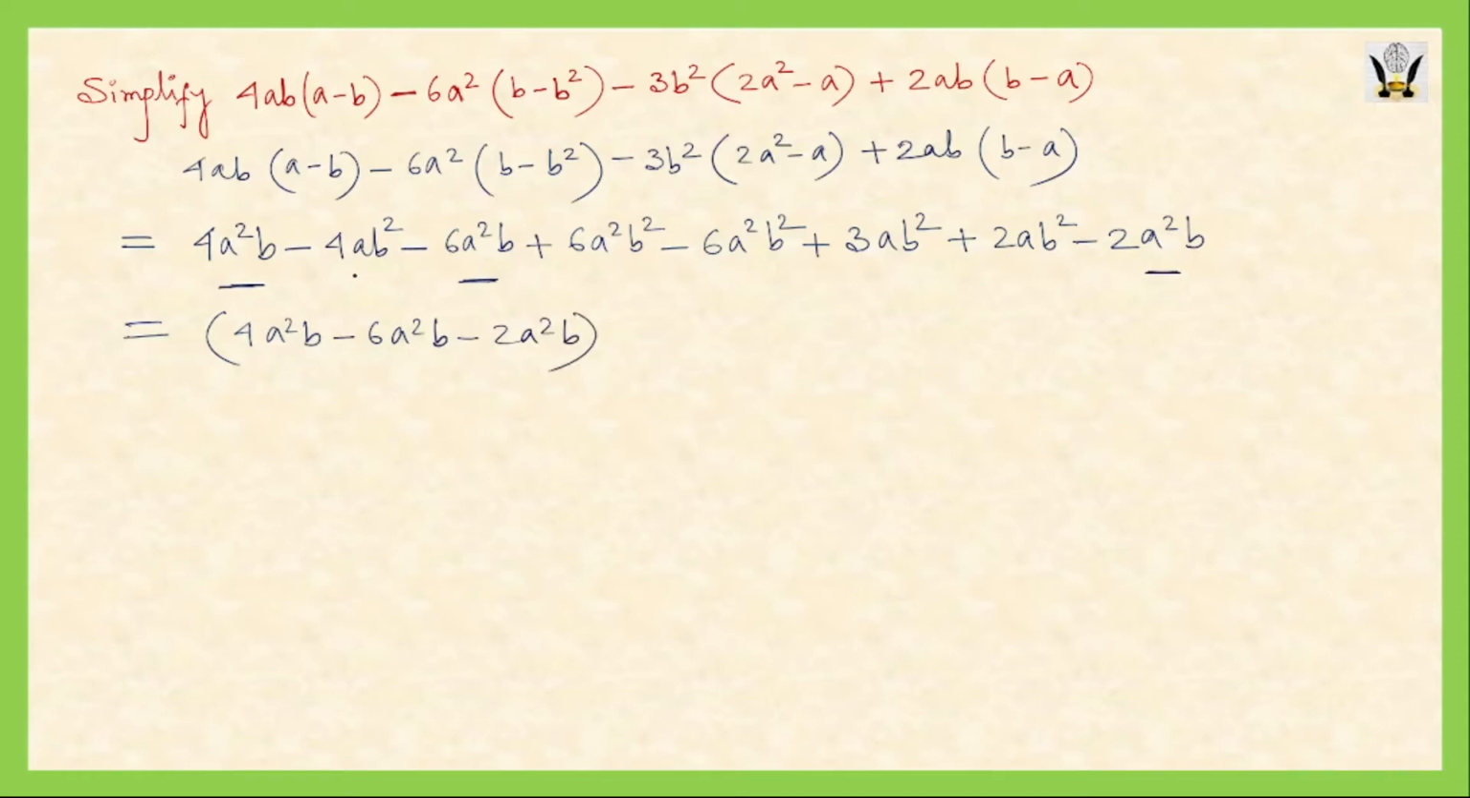Then the next term, which is different from the previous one, is ab square. We have another ab square here, and another ab square here, so we will group them. We will take the coefficient of the first term as negative, so it will be minus 4ab square, then plus 3ab square, and here plus 2ab square. So we have grouped them.